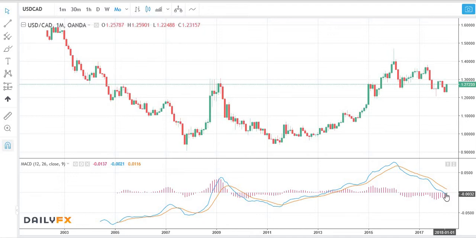The expectation would be possibly that these lines are going to cross back up again, and this market is going to take back up, continuing where it left off on the up move. Is it a guarantee that that's going to happen? Absolutely not. Is it a possibility that it could happen? Definitely.